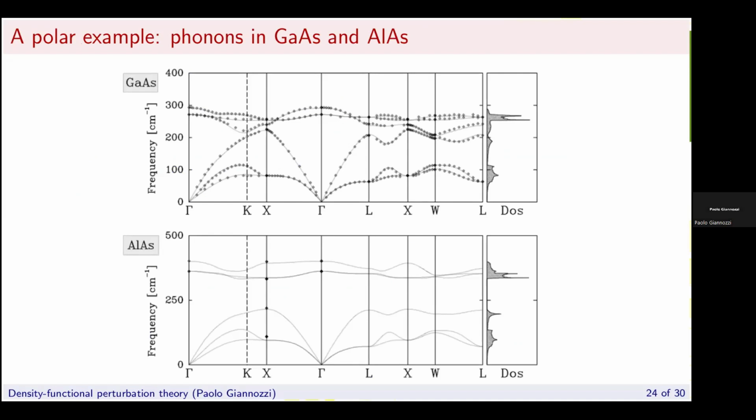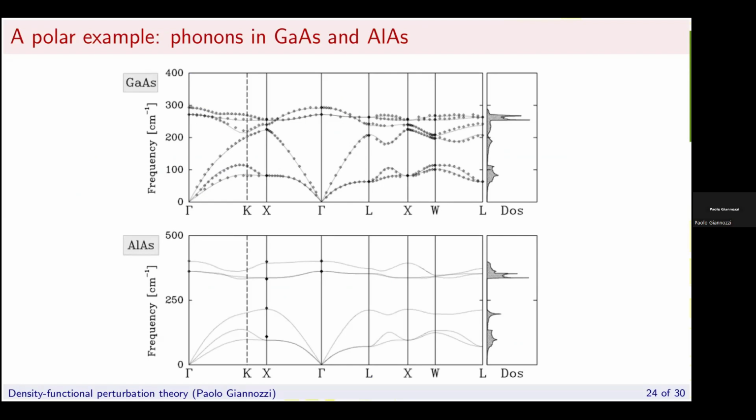Now, this is related to translational invariance. It's not something very deep, it's simply related to translational invariance. So acoustic modes at q equals 0 actually translate the entire crystal, so their frequency is necessarily 0.